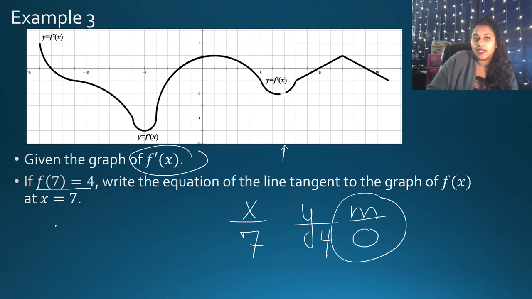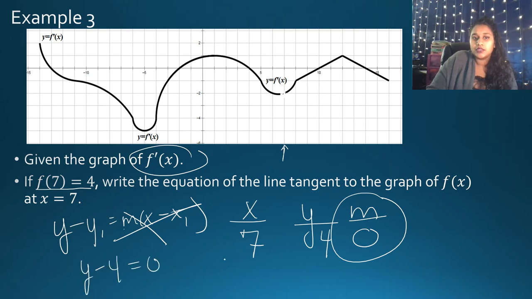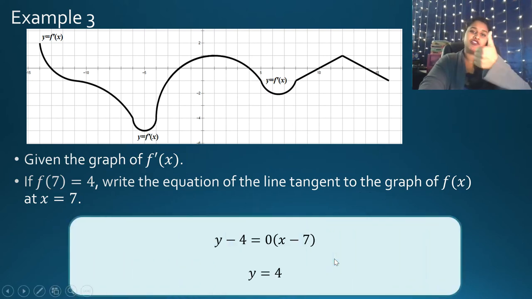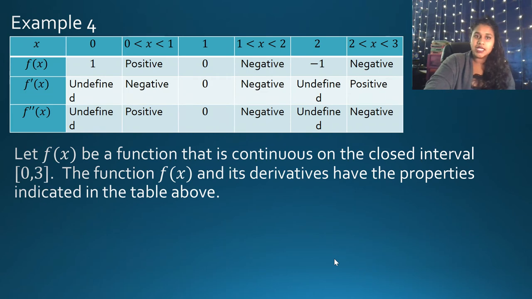So then we fill that in to our y minus y1 equals m times x minus x1. So if this is zero, this is all going to disappear. This becomes y minus 4 equals zero. So then y equals 4 is my tangent line. And let's check that. Look at that. It sure is. I have a table here, which I'm hoping you take a second to look through and to really read it, to understand what it's saying.